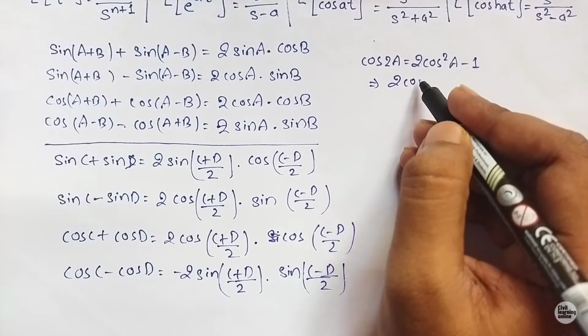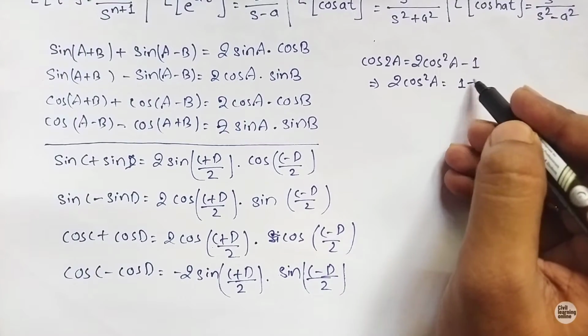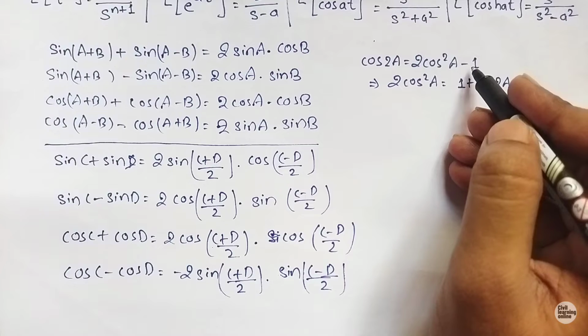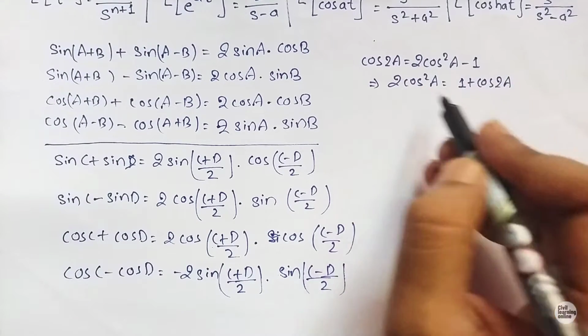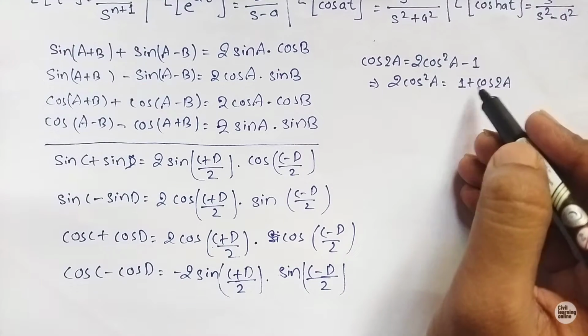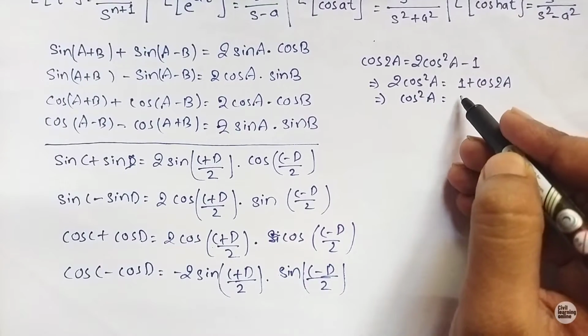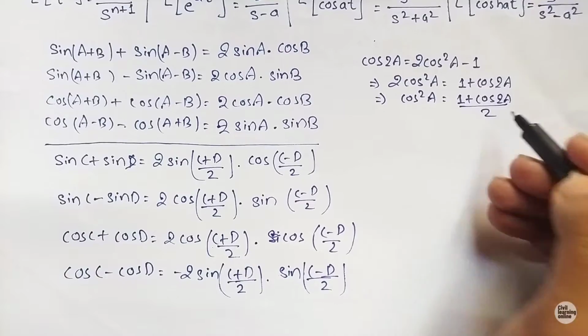See here, 2 cos square a equals 1 plus cos 2a. What I did here: the 1 was on the minus side, so I brought it to this side, so we can rewrite it as 2 cos square a equals 1 plus cos 2a. Now we have cos square a equals (1 plus cos 2a) upon 2.